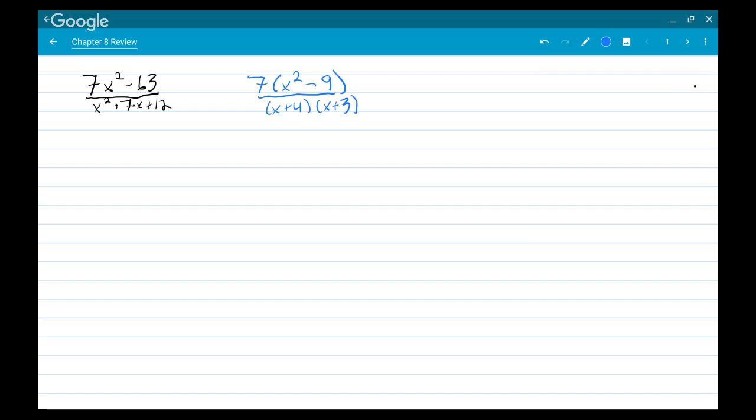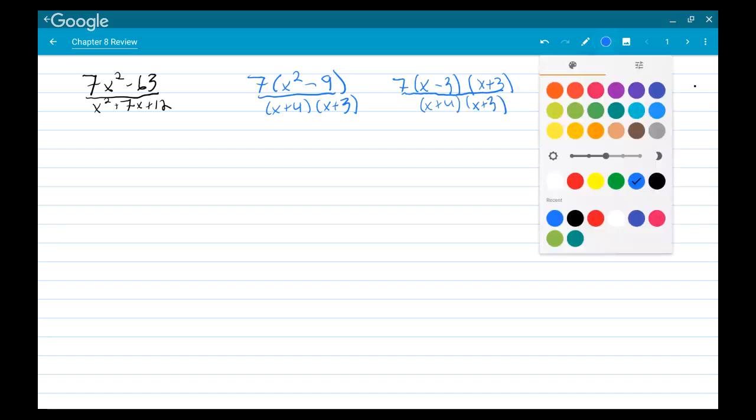4 times 3 is 12. 4 plus 3 is 7. Now, you are going to have to factor the top a little bit further. One of the big problems that I often notice in this type of problem is after people take out the 7, they forget to leave it as a part of their problem. It is still a part of your problem, so make sure that you don't just divide things by 7 and get rid of it. You have to leave it as part of your problem.